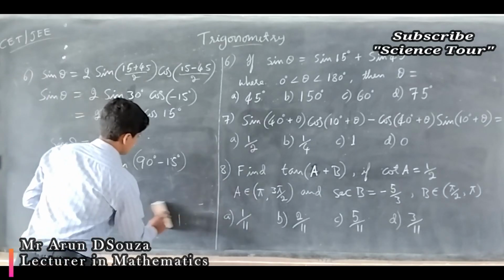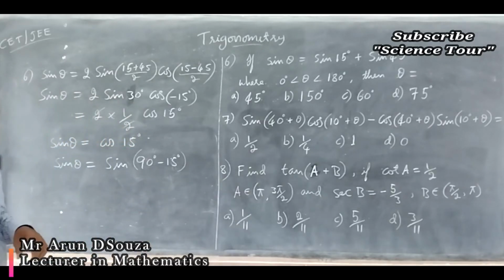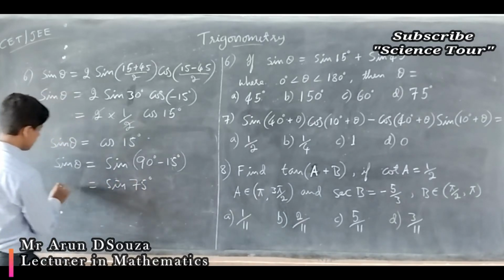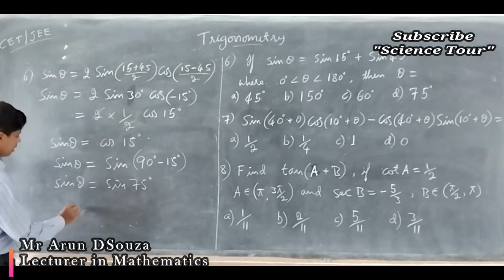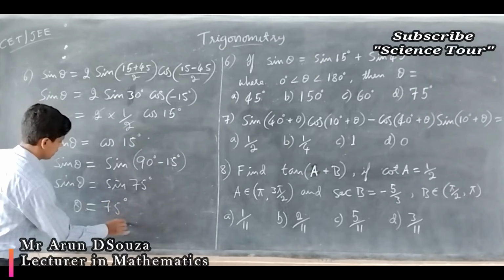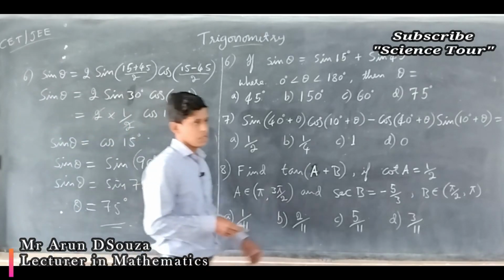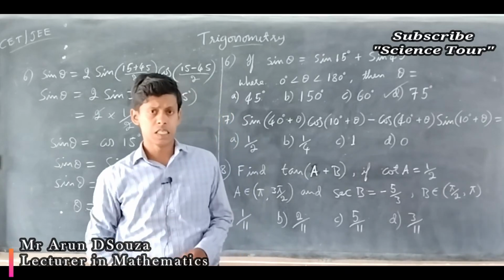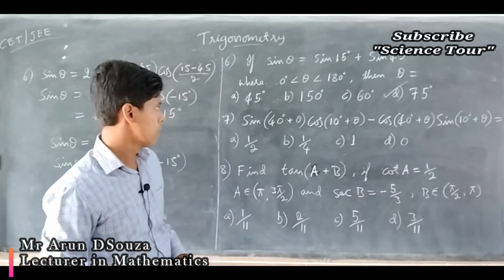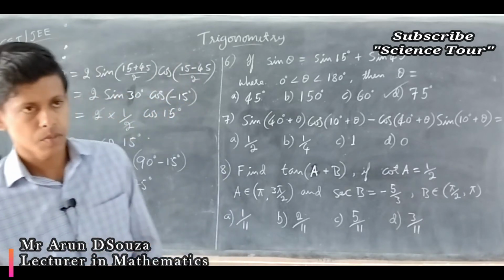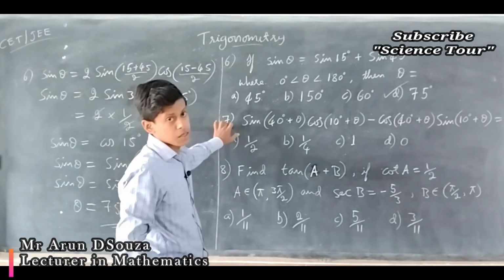Well, now what is 90 minus 15? 75. So this is sine 75 degree, and here you have got sine theta. That means theta is 75 degree, and that's it. That's the answer. So the answer for sixth question is option D. Well, so let's move to the next problem. Okay, so that is question number 7.